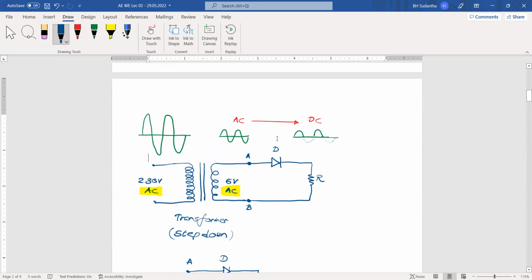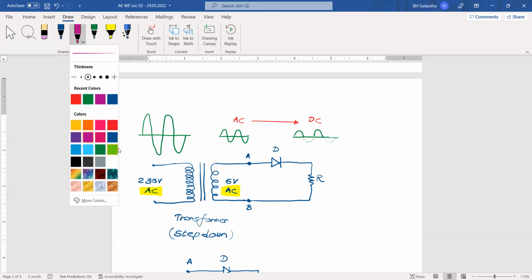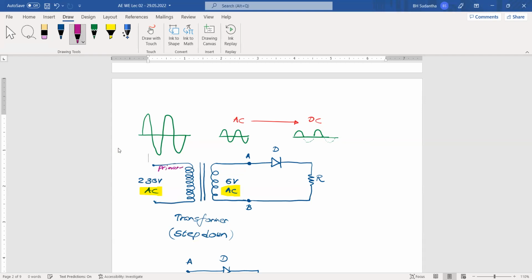Here one question is asked to explain the transformer part again. What this transformer does is, because of this transformer, it is a step down transformer. Here we have the primary coil. This side is the primary side. This is the primary coil, and this is the secondary coil. This primary coil has many more turns to handle this 230 volt, that type of higher voltage. And on the secondary side, we have fewer turns.